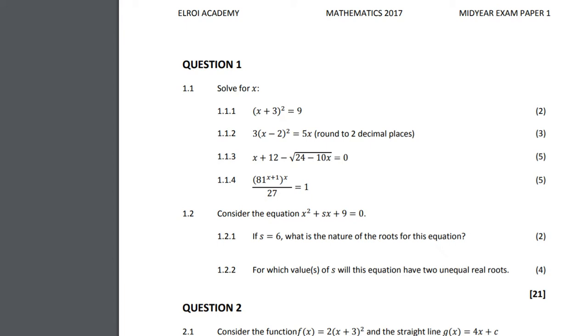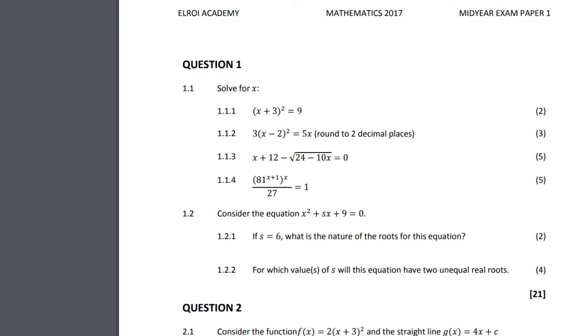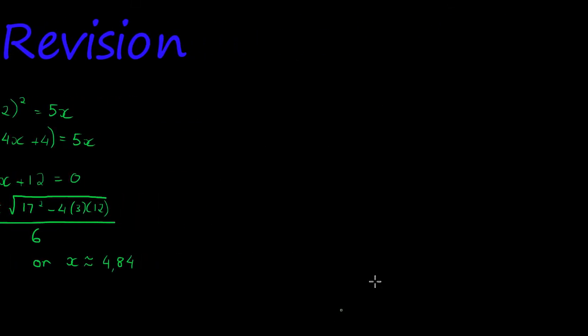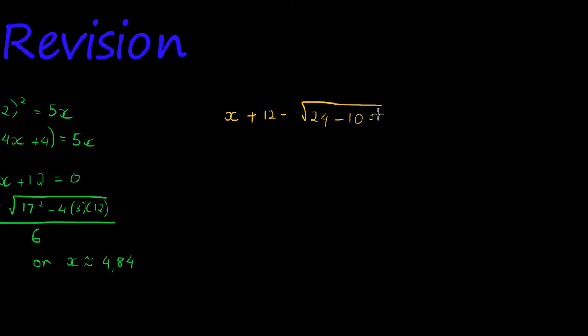Then here is another question that most people actually did fair with, but in this question we have a square root that needs to be solved, and here's what the major problem is with people solving the square root: they just square right off the bat. So we've got x plus 12 minus the square root of 24 minus 10x is equal to 0. And so people just square immediately.